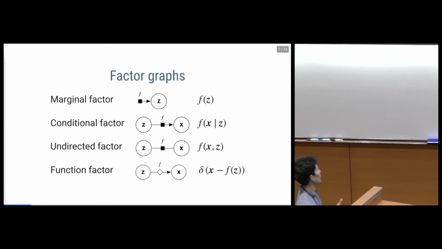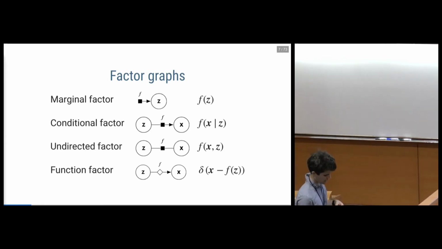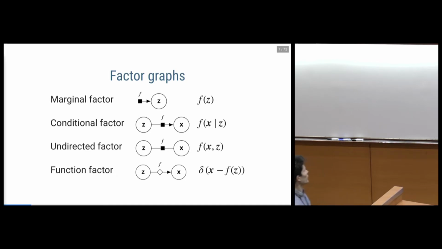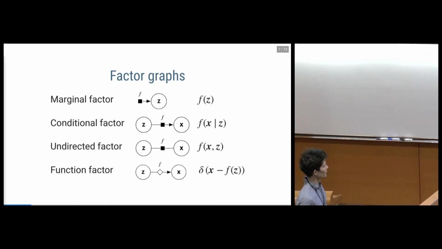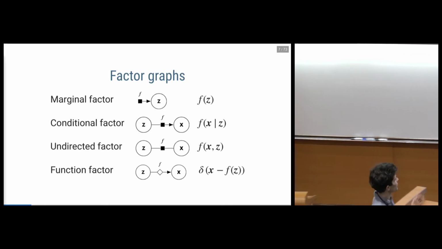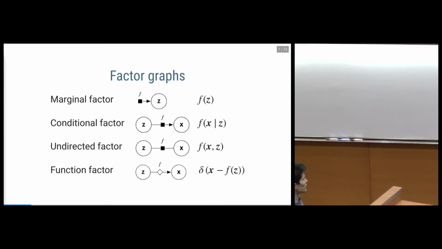And then finally, which is just slightly non-standard notation, I will use this little diamond to represent what you could think of as deterministic factors, factors which basically involve some functional mapping between random variables without any additional stochasticity.